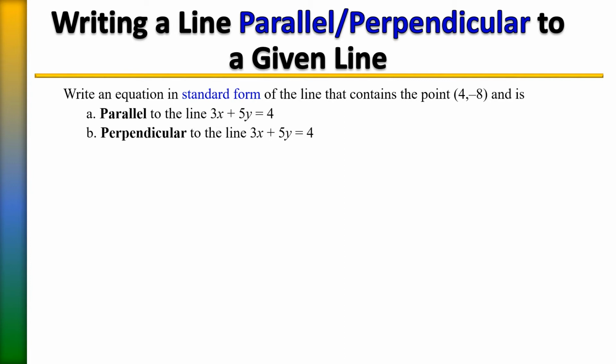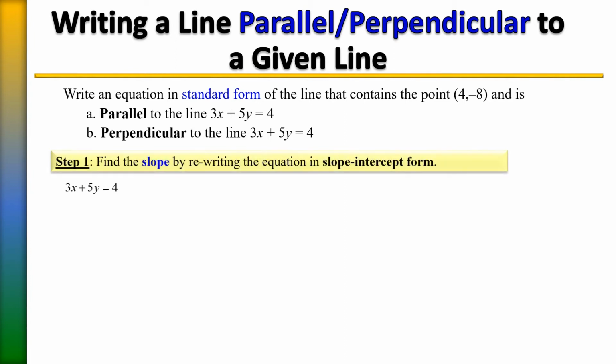So what we're going to have to do, step one, is to identify what the slope is from our given line. So our given line is 3x plus 5y equals 4. And recall, you can find the slope by simply rewriting the equation in slope-intercept form, meaning solve for y, and whatever is in front of x, that is your slope. So let's find out what our slope is.